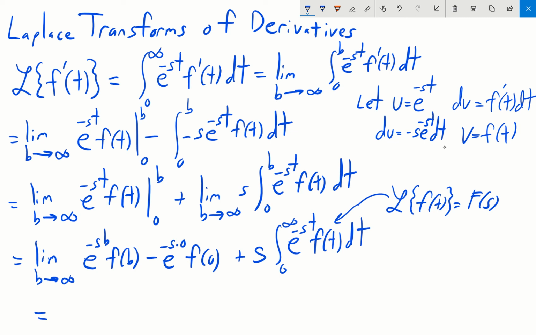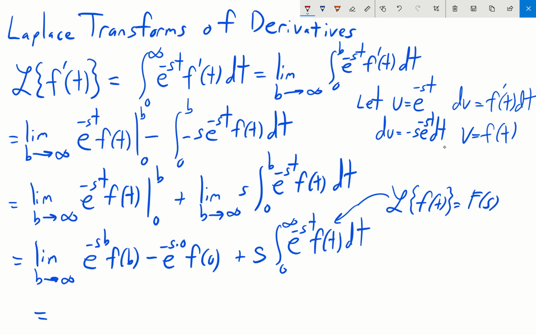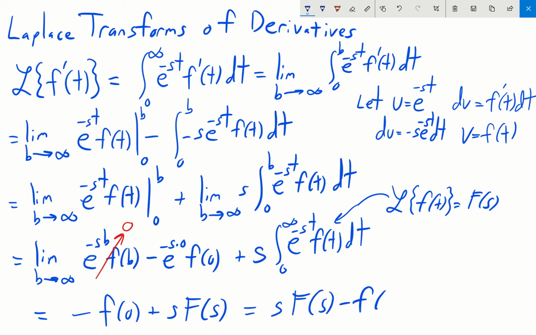Now, suppose, and we want to do this, that the function f is of exponential order, as we defined in the last section. If f is of exponential order, then this term is equal to 0. Minus, this would be e to the 0, which is 1. So we get the negative of f of 0, and then this thing is simply plus s times the Laplace transform of f. So in total, what have we shown? We showed that the Laplace transform of the derivative f prime of t is equal to s times F of s, which is the Laplace transform of f, minus f of 0.